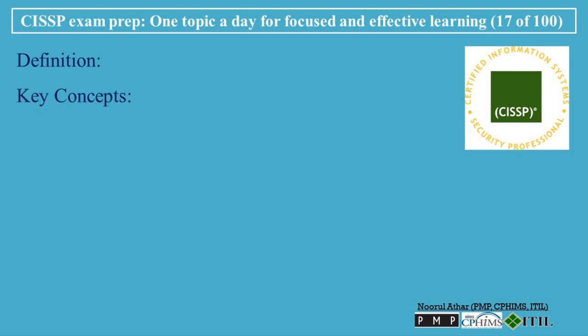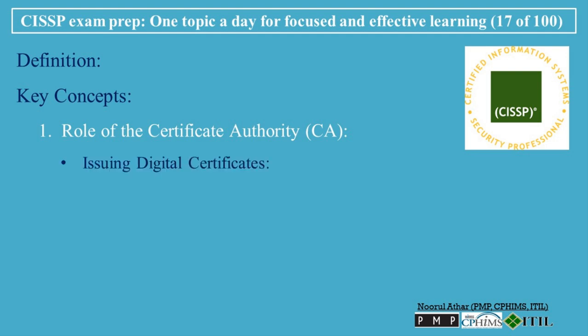Key concepts. 1. Role of the Certificate Authority, CA. Issuing digital certificates. The CA verifies the identity of entities requesting certificates and then issues a digital certificate that binds the entity's identity to a public key. The CA's digital signature on the certificate assures others that the public key belongs to the named entity.